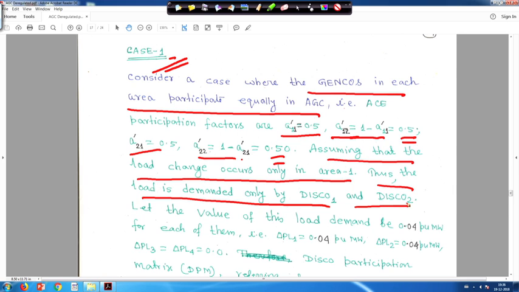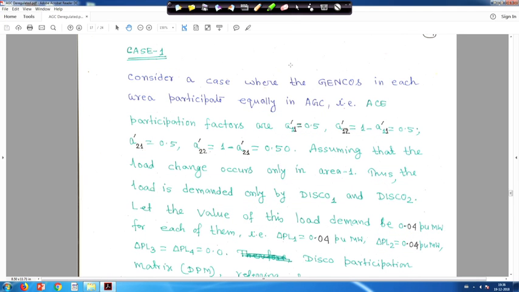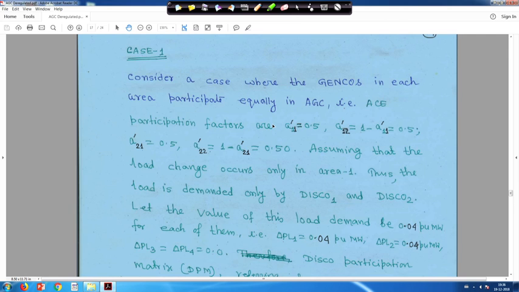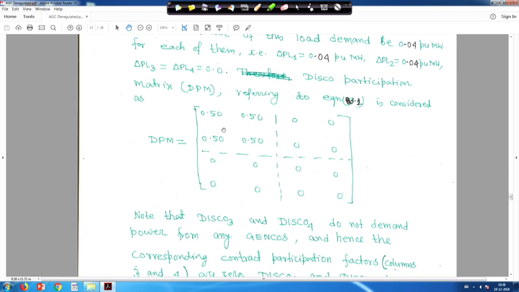So, load change occurs only for distribution company 1 and distribution company 2, that is DISCO 1 and DISCO 2. Now, let the value of those load demands be 0.04 per unit megawatt each of them, that is delta PL1 is 0.04 and delta PL2 is 0.04, and delta PL3 and delta PL4 are 0. And then suppose a DISCO participation matrix, DPM, is given like this.